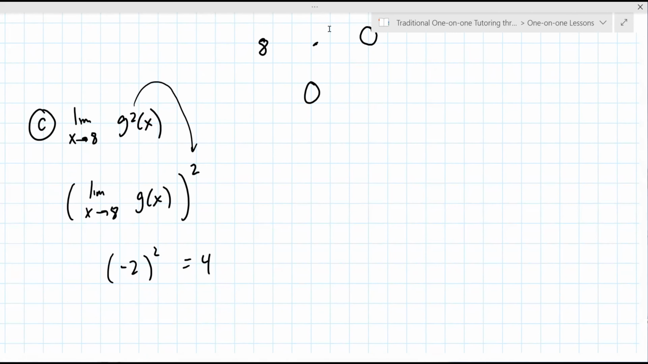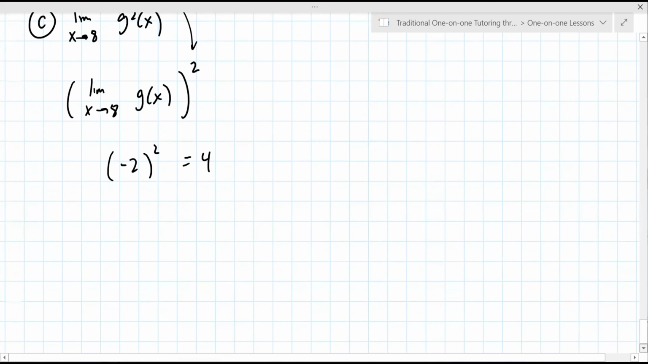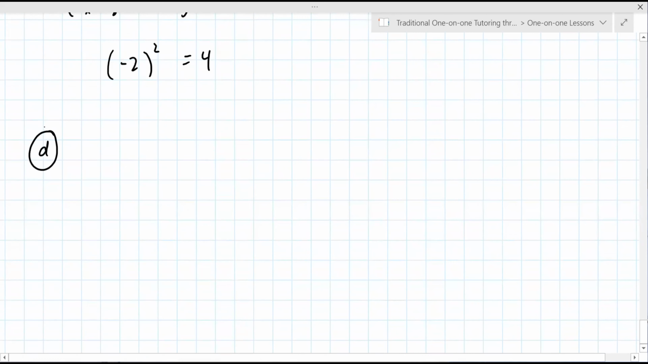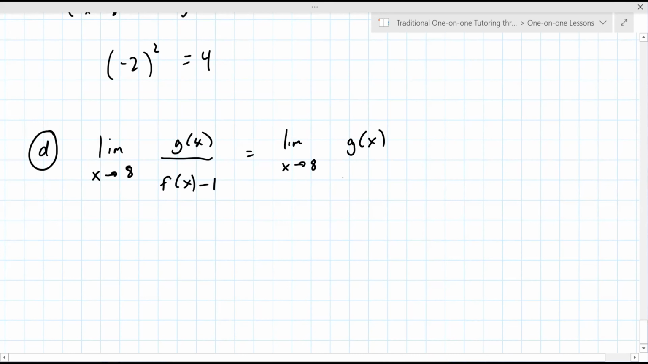All right, so the last one is probably the most sophisticated, exam-worthy question. But when you break it apart, you'll see that it's just about finding three pieces. So you can break apart the top and the bottom. This becomes the limit as x approaches 8 of g of x, over the limit as x approaches 8 of f of x minus 1. So we can get this top number.